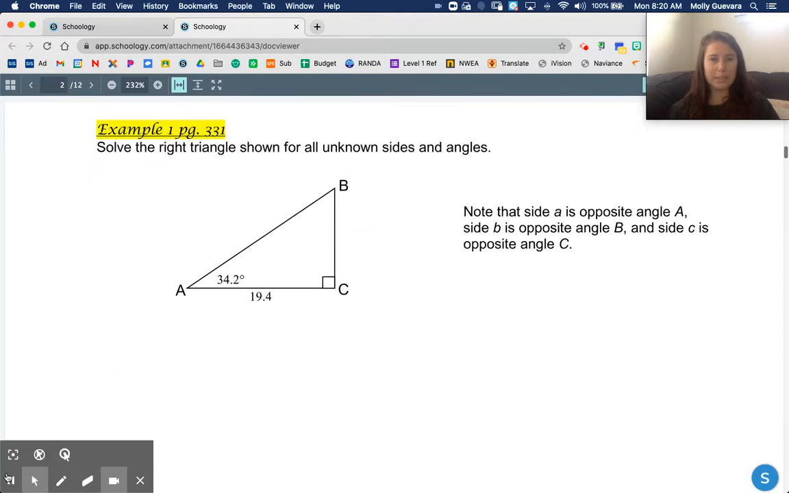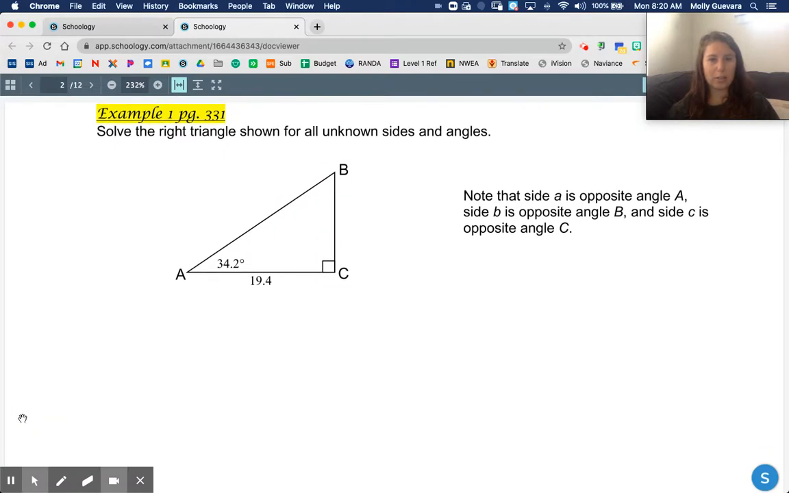Example 1 says to solve the right triangle for all unknown sides and angles. Sometimes it might just say solve the right triangle, or just solve. And again, we have to note that that means I'm solving for all sides and all angles. So what I tend to do is make a list of all of the angles, and then a list of all of the sides. It helps me keep straight what I know.